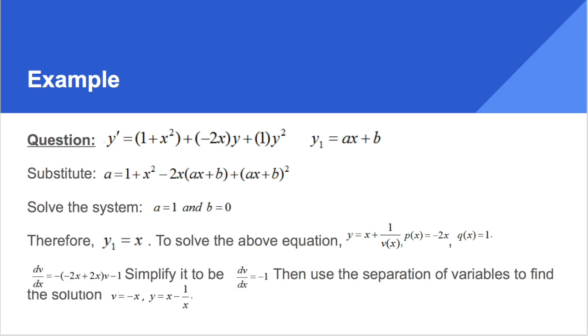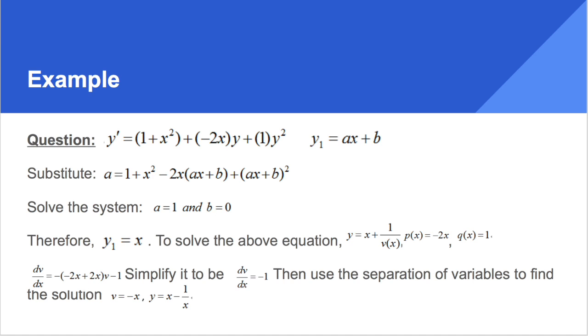First, we suppose one of the solutions is y1 equals ax plus b. Substitute the solution and its derivative back into the differential equation. We have a equals 1 plus x squared minus 2x times (ax plus b) squared. Solve the system. We have a equals 1 and b equals 0. Back to the given solution, plug in a and b. We have y1 equals x.